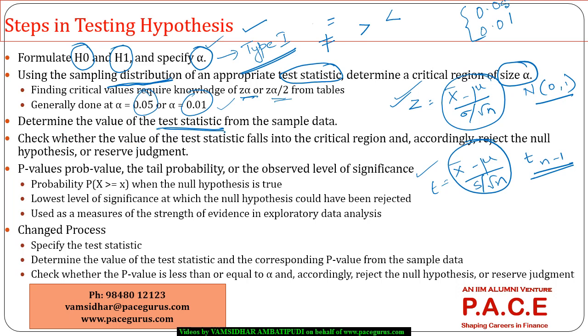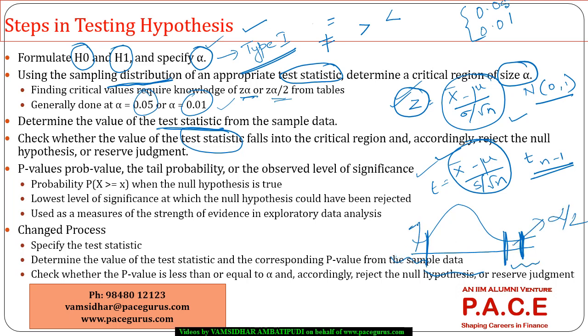We can determine the value of the test statistic from the sample data. So if this is my test statistic, I have to find this out from my sample data, and depending on the testing process or the sampling distribution, I will have to check where this value of the test statistic falls. Now, if it is a t distribution or a z distribution, let's say I have got my test statistic here. I would also find out the critical region of size alpha. Let's say this is the critical region, this is the rejection zone, this is alpha by 2, this is alpha by 2. So I have found out the critical region of size alpha associated with this sampling distribution.